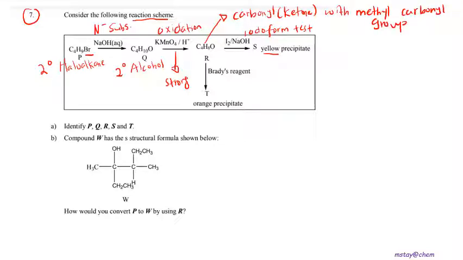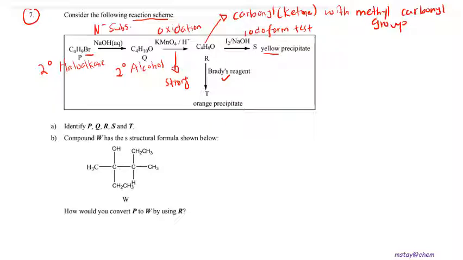Okay, and then when reacted with the Brady reagent, we'll have an orange precipitate. So again, we can double confirm that the R is the carbonyl group. Besides using this, sometimes you can also look at the general formula.